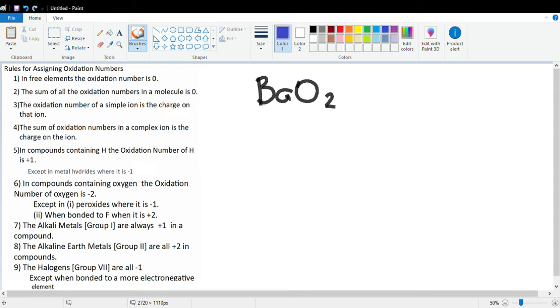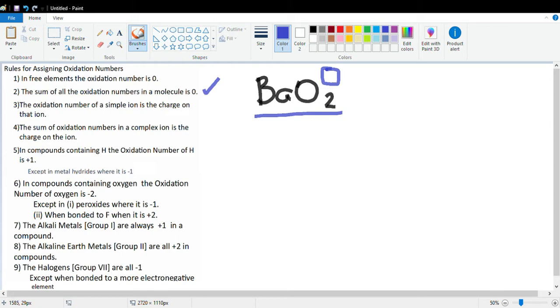no free elements. So these are two different elements bonded together. The sum of the oxidation numbers in a molecule is 0. That one does apply to us here. This is a molecule. We have no charge up here. So when we add up the oxidation numbers of barium and the oxygens, they need to equal 0. Rule 3 doesn't apply. We don't have a simple ion.